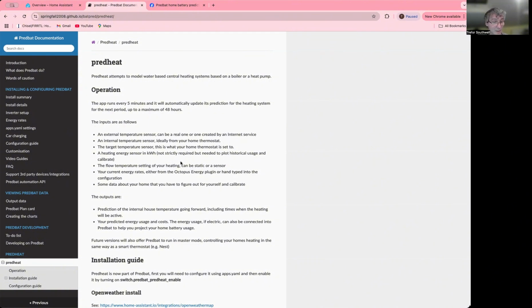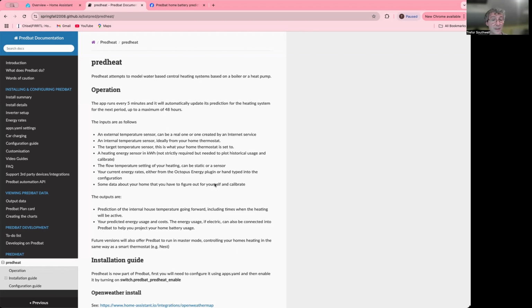Predheat is now integrated into Predbat, so you just need to turn it on by enabling the Predheat toggle, but you also need to configure it in the apps.yaml first in order for it to function. There's some documentation in the Predbat user guide on how to set it up. It's not nearly as comprehensive as I'd like, and if anyone else is contributing to it, that'd be great.